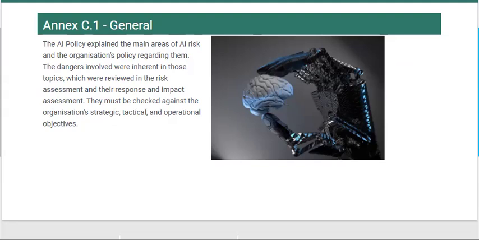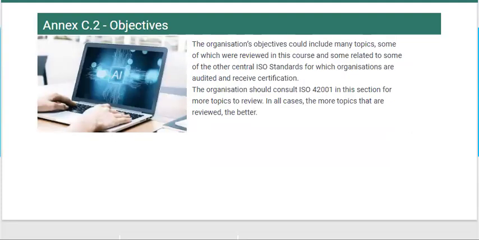Annex C.2 Objectives. The organization's objectives could include many topics, some of which were reviewed in this course and some related to some of the other central ISO standards for which organizations are audited and receive certification. The organization should consult ISO 42001 in this section for more topics to review. In all cases, the more topics that are reviewed, the better.